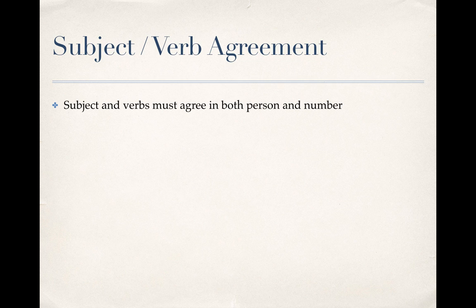So, subjects and verbs must agree in both person and number. And for the most part, subject-verb agreement is easy because you speak English. You would never say, I be going to the store. You would say, I am going to the store. You know how to make your verb agree with the subject. However, subject-verb agreement can be difficult in certain situations. So these are the ones we're going to address.